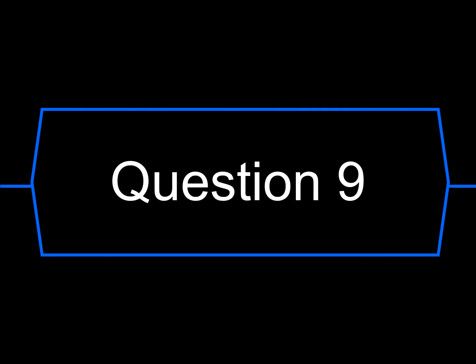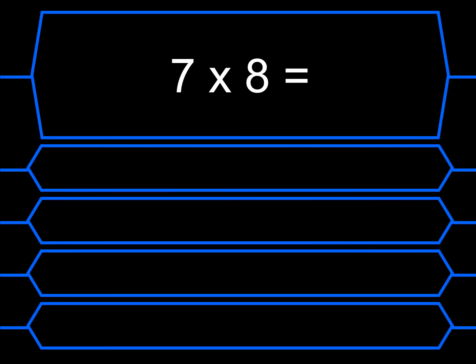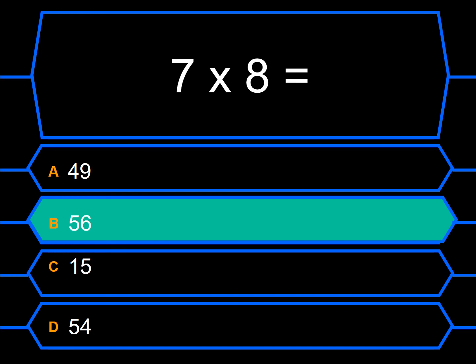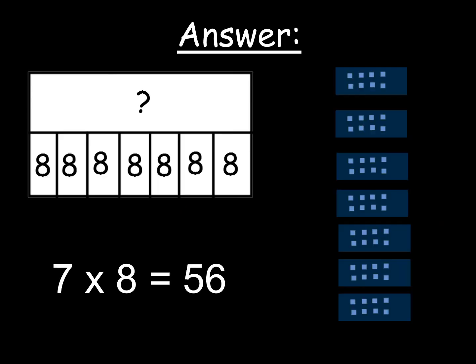Question 9. Oh, should be a nice easy one. 7 times 8. Is it A, 49, B, 56, C, 15, or D, 54? The answer is B, 56. £10,000. That was a nice easy one for £10,000.